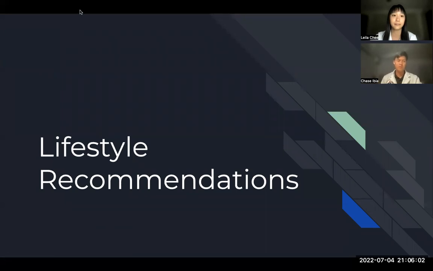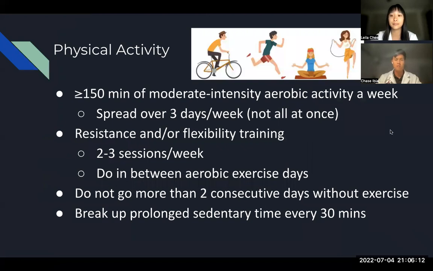So now I'll be talking about some lifestyle recommendations for people with diabetes. Generally, you want to get at least 150 minutes of moderate intensity aerobic activity a week, spread out over 3 days of the week, as well as do resistance and/or flexibility training 2 to 3 times a week. You should not go more than 2 consecutive days without exercise and should break up prolonged sedentary activity every 30 minutes.